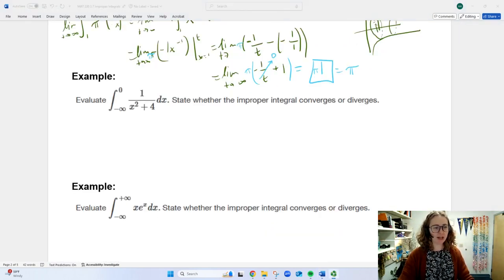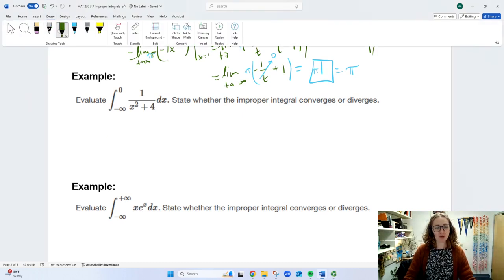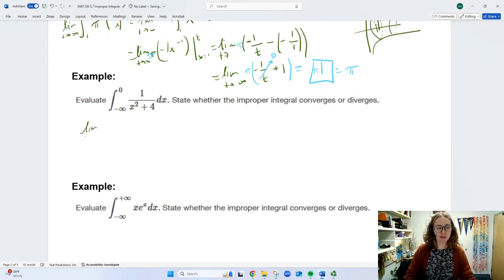Okay, taking a look at this next example here, we are looking at our bounds from negative infinity to 0. So I'm still going to do my little limit trick, where I take my limit as t is approaching, in this case, negative infinity, of this whole function that I have here.